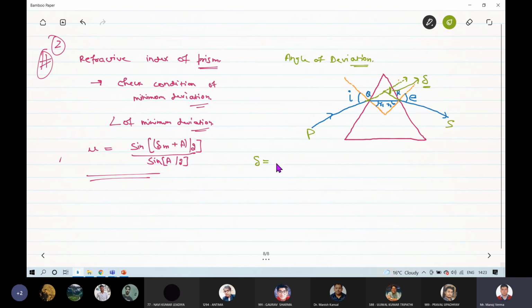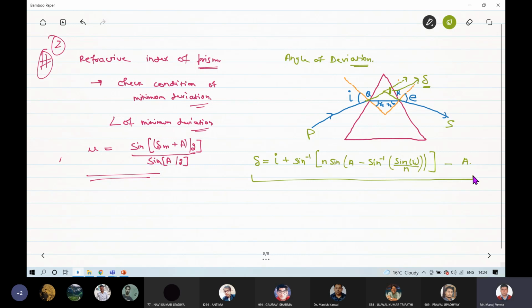This delta is equal to I plus sine inverse of n sine of a minus sine inverse of sine I divided by n, the refractive index, minus a, the angle of prism. So you can see that the angle of deviation is related to the angle of incidence as well as the angle of prism as well as the refractive index of the material which we are using in this prism.